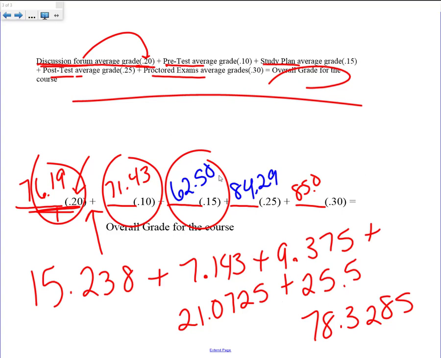So if you have questions, this equation is found in your syllabus, but you are welcome to contact your instructor at any time you may have a question.